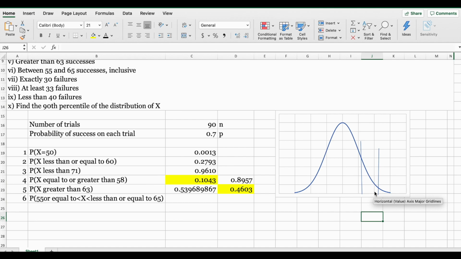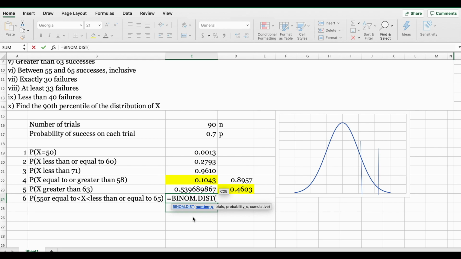Now we know that using the binom dist function and the true statement, we can find the probability of x until 55 and we can find the probability of x until 65. So if you take these 2 probabilities and you deduct them from one another, you will get the area in this region here. So we'll need to do the binom dist function twice. So let's get started.